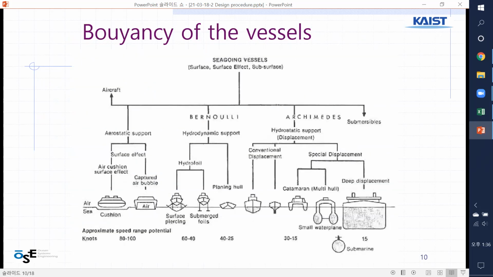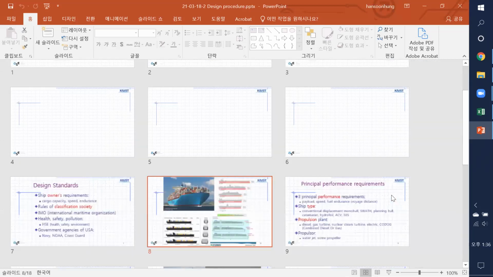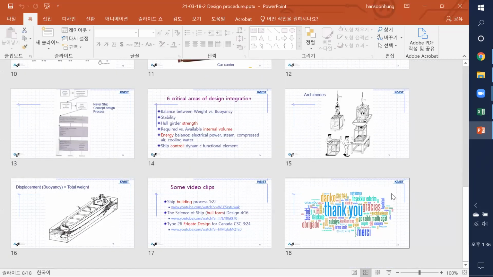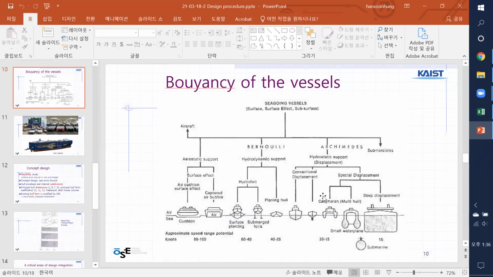Right. So this is buoyancy of the vessel. How many slides should I cover more? Oh, many. Anyway, up to after that we can have a break. Okay.